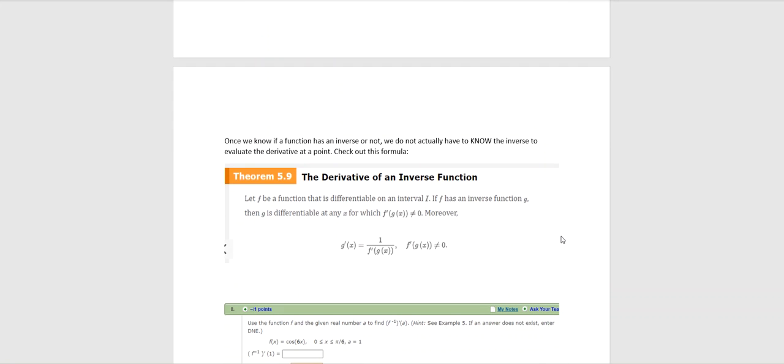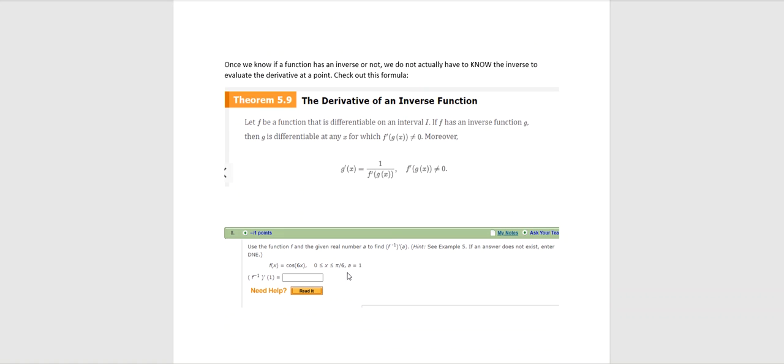So what happens if we know a function's monotonic? We're going to take a look on a restricted interval. Once we find a function whose derivative is always positive or always negative, right? And there are examples in the homework. We don't actually have to know what the inverse is to evaluate the derivative at a point.